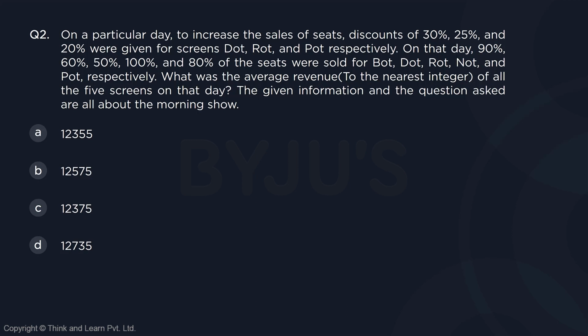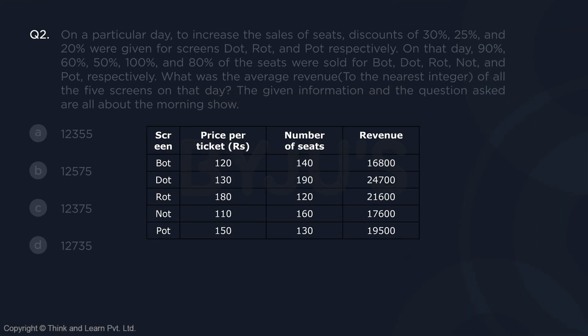There is no need to calculate the discounted price and the number of seats according to that, right? What we can do is, this is the table we have made in the earlier question, right? Now what happened? A discount of 30% is given to dot. So we have a 30% discount here.